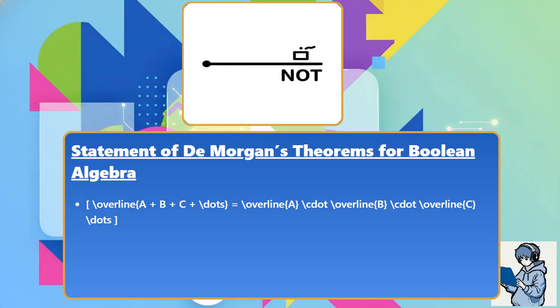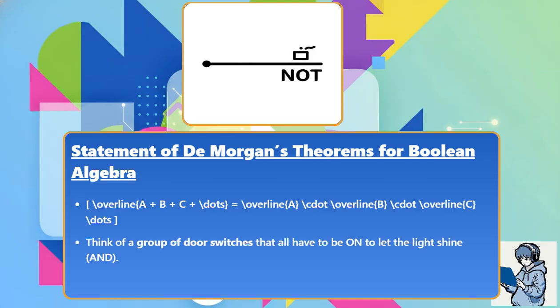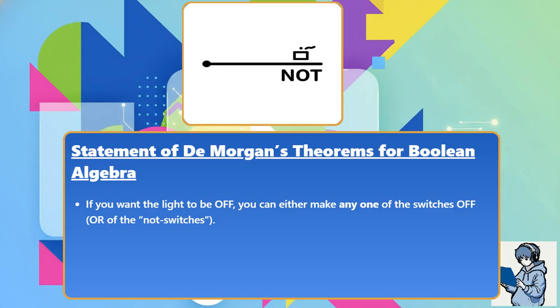Think of a group of door switches that all have to be on to let the light shine. If you want the light to be off, you can either make any one of the switches off or all of the switches off. The theorem just formalizes this everyday intuition.